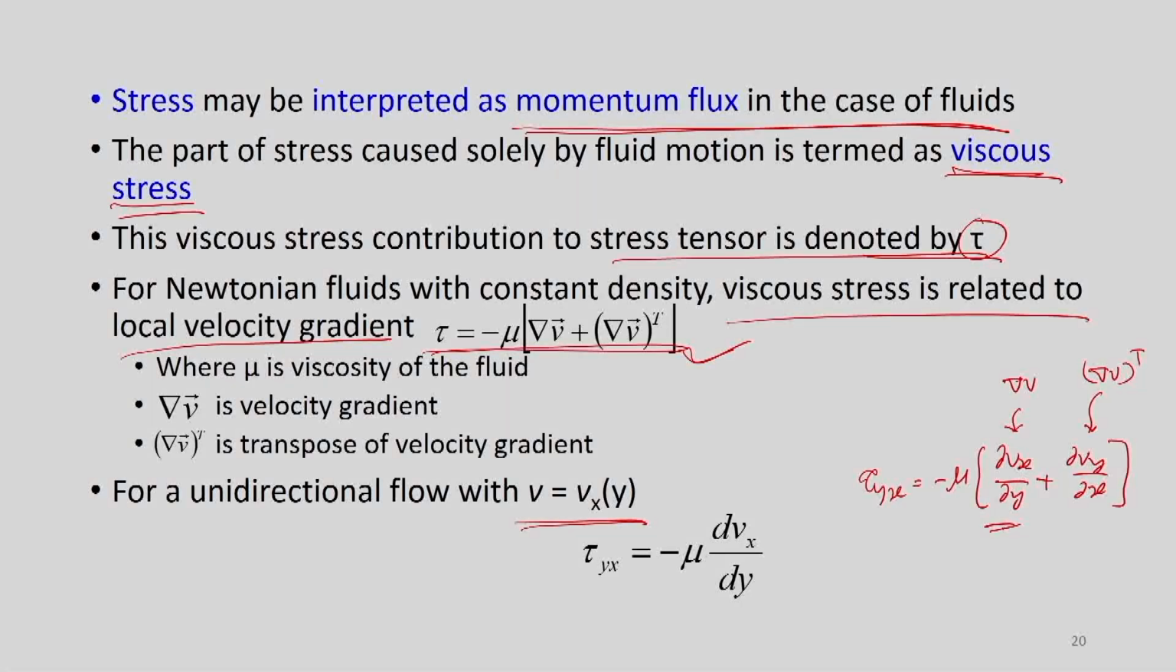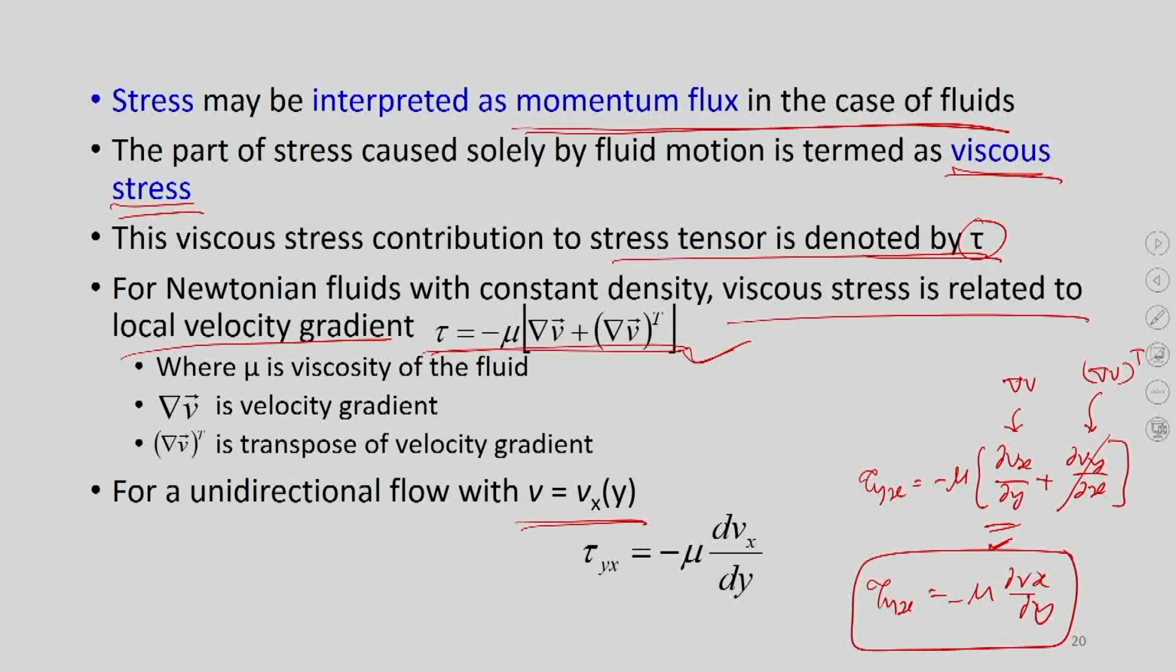Right. So, Vx is existing and it is varying with only y direction. So, only this term will be there. It is a unidirectional flow, so in the other directions there is no variation at all, there is no velocity variation. So, tau yx is equal to minus mu dou Vx by dou y. This is what we write in general for a Newtonian fluid with constant viscosity.